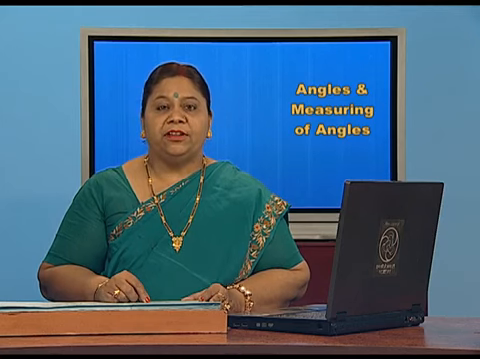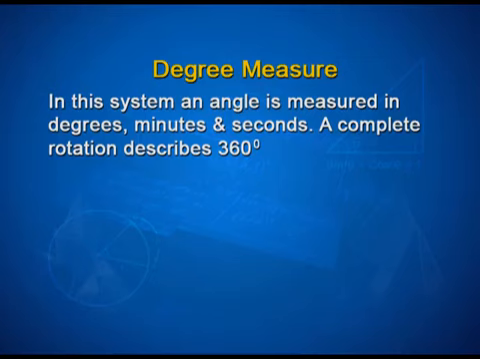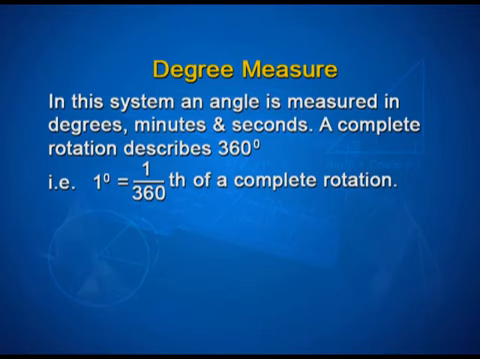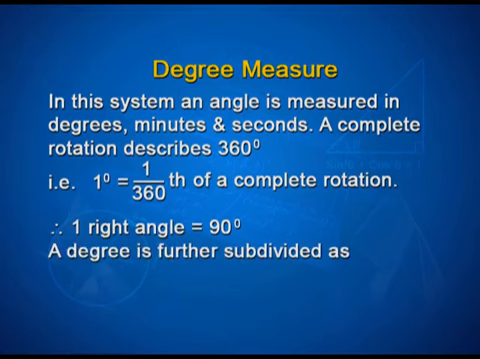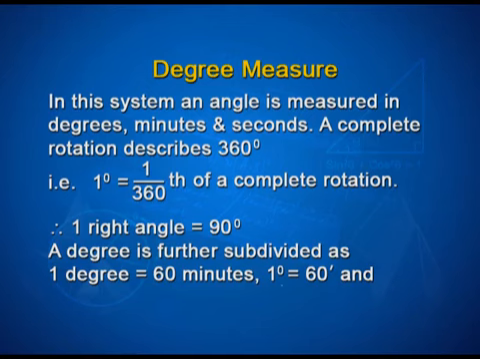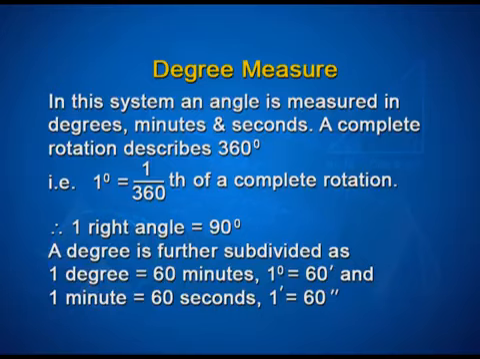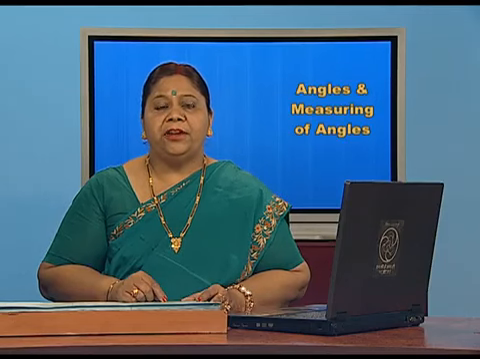Now, we shall discuss about the systems of measuring angles. Firstly, degree measure. In this system, an angle is measured in degrees, minutes and seconds. A complete rotation describes 360 degrees, that is 1 degree is equal to 1 upon 360th of a complete rotation. Therefore, one right angle is equal to 90 degrees. A degree is further subdivided as 1 degree is equal to 60 minutes and 1 minute is equal to 60 seconds.